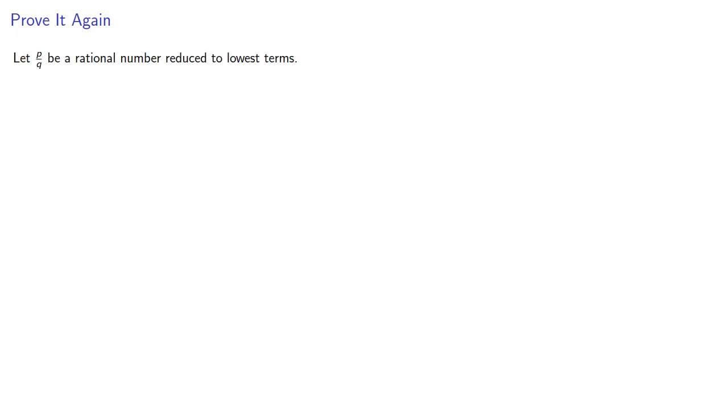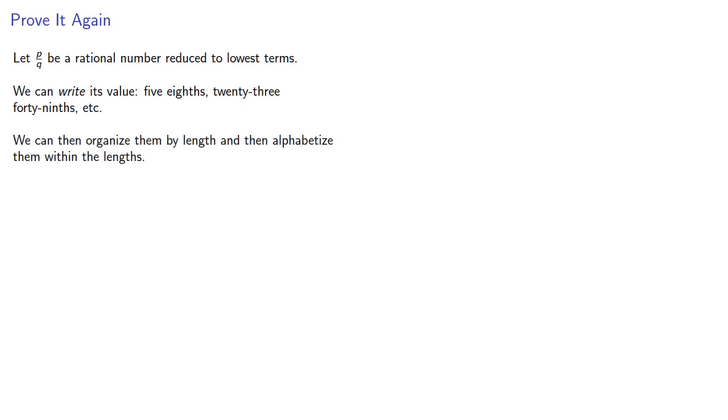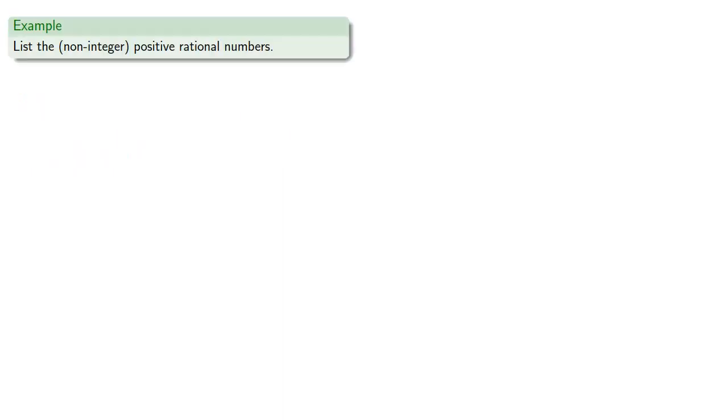Let p over q be a rational number reduced to lowest terms. And remember, we can write its value in words. 5/8, 23/49, and so on. And once we can write something, we can organize them by length and then alphabetize them within the lengths. Now, this does actually require us to be able to spell out these rational numbers.